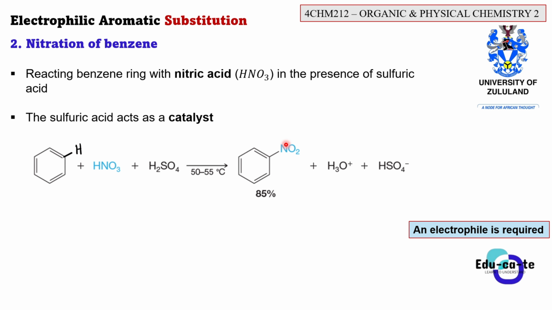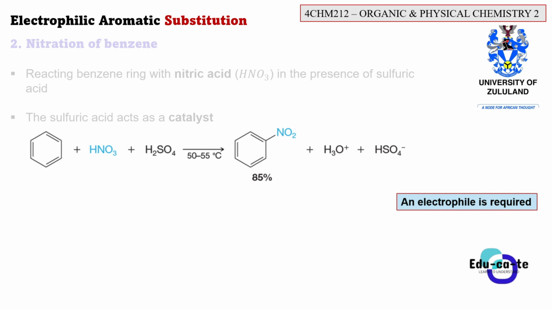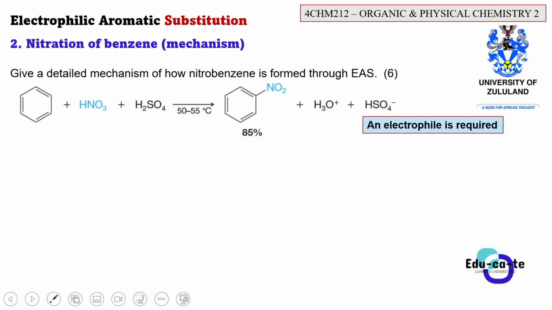So we will look at a detailed mechanism. How do we end up displacing this hydrogen and replacing it with a nitro group, which is an NO2 group? Now let's look at the full reaction mechanism for this nitration of benzene.